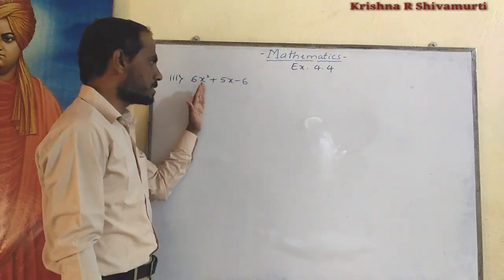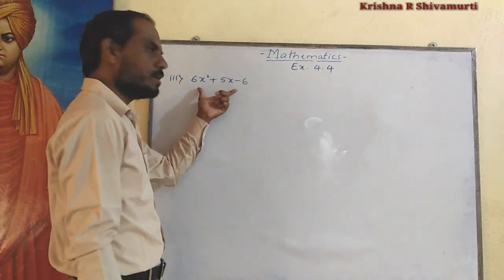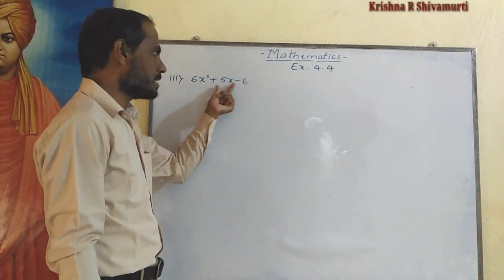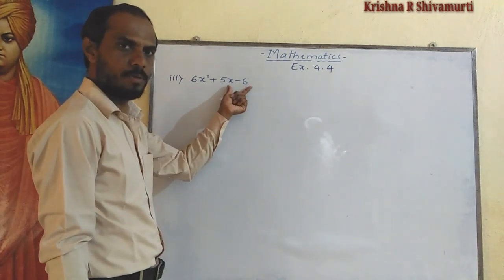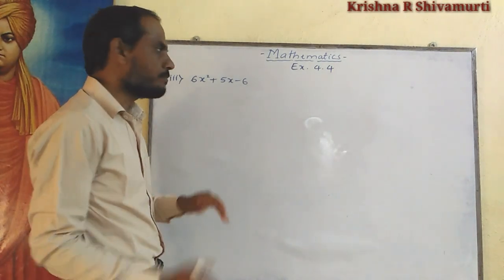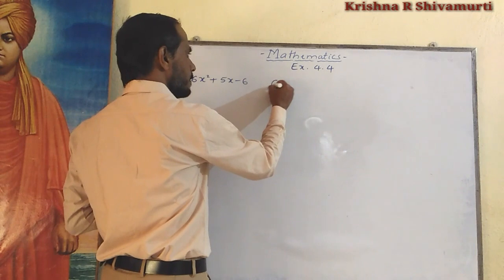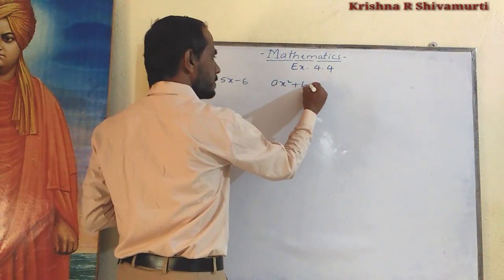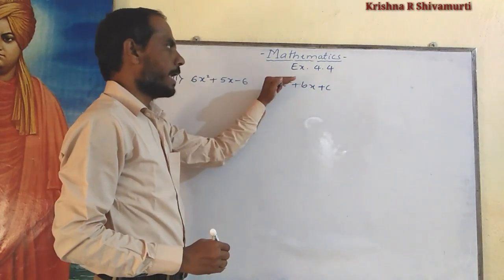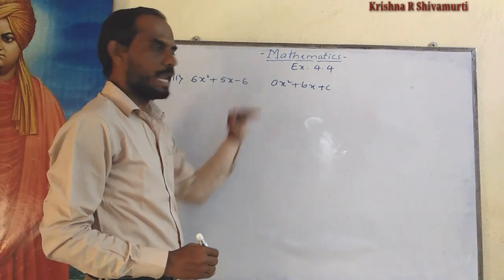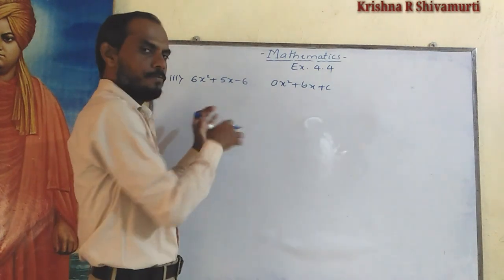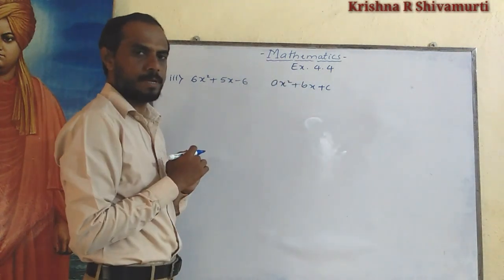The very first step is to write the given quadratic polynomial, 6x square plus 5x minus 6. This quadratic polynomial must be written in the form ax square plus bx plus c, in decreasing order of the exponent of the variable. We must check whether this form is there or not. If it is not there, you should express it in this form.